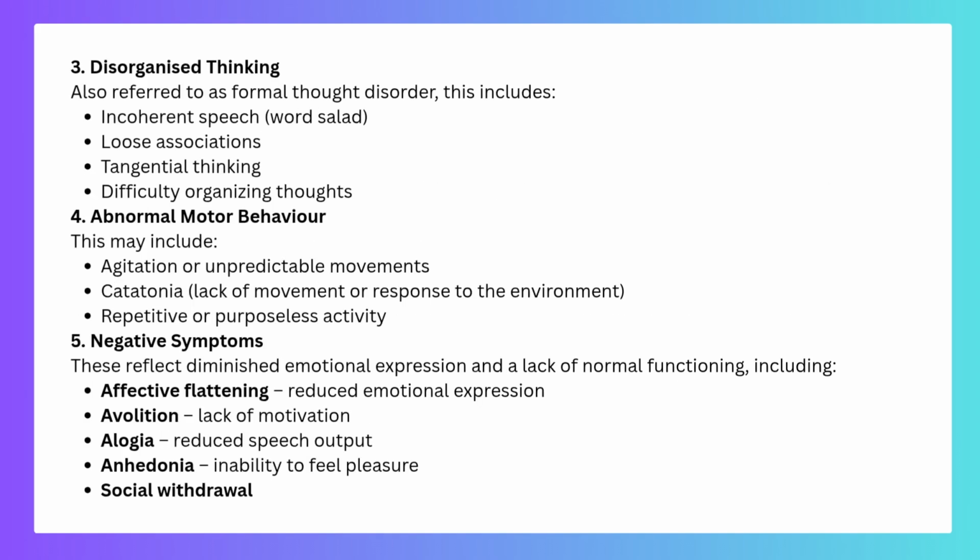3. Disorganized thinking. Also referred to as formal thought disorder, this includes incoherent speech, word salad, loose associations, tangential thinking, difficulty organizing thoughts. 4. Abnormal motor behavior. This may include agitation or unpredictable movements, catatonia, lack of movement or response to the environment, repetitive or purposeless activity. 5. Negative symptoms. These reflect diminished emotional expression and a lack of normal functioning, including affective flattening, reduced emotional expression, avolition, lack of motivation, alogia, reduced speech output, anhedonia, inability to feel pleasure, social withdrawal.